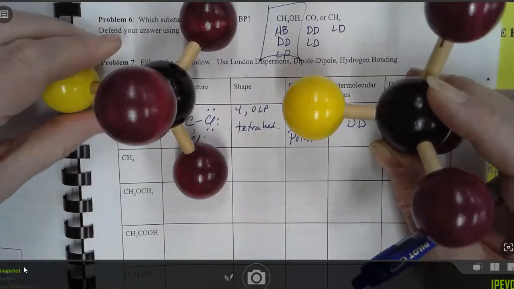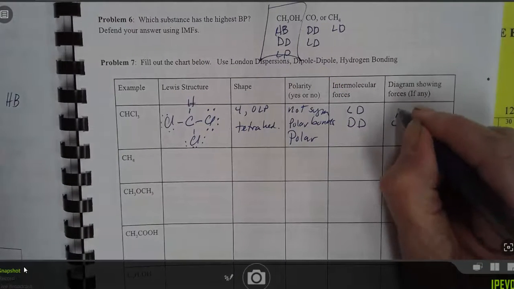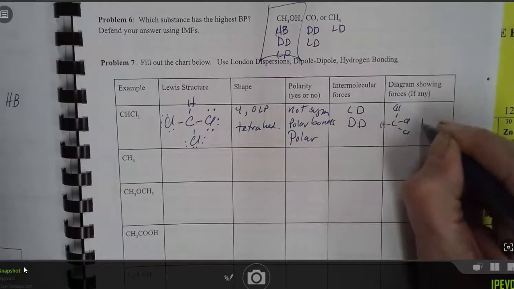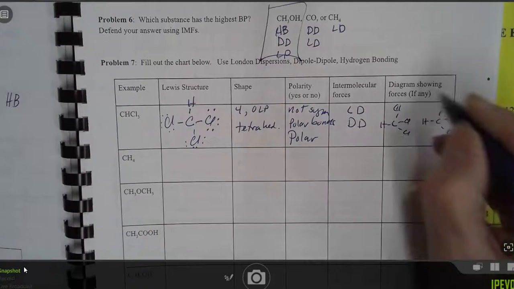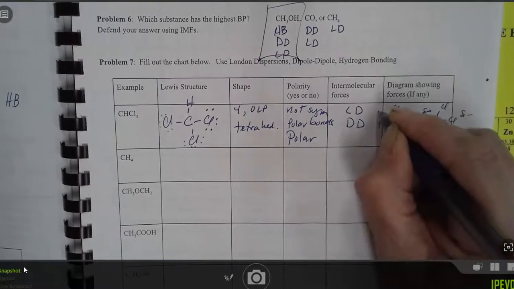So how am I going to draw that? Well, I'm going to draw kind of small, I get it. So I'm going to do something like this, Cl, Cl, Cl, H. I'm going to do it again, Cl, Cl, Cl, and I got the H. This is your partial negative, your partial positive, your partial negative, your partial positive.